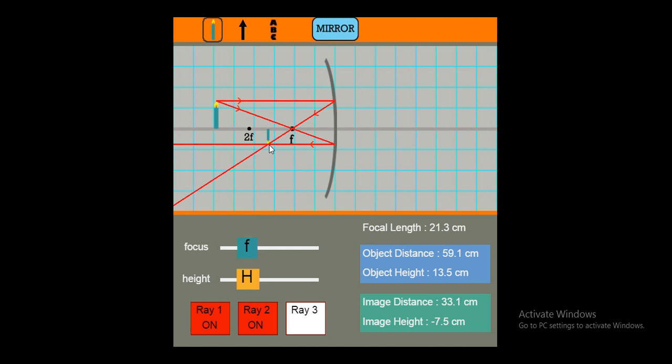Then the position of the image. What is the idea about the position of the image? The position is always between 2F and F, between the center of curvature and the focal point. When the object is placed far away from C, the image is formed between C and F, this one.